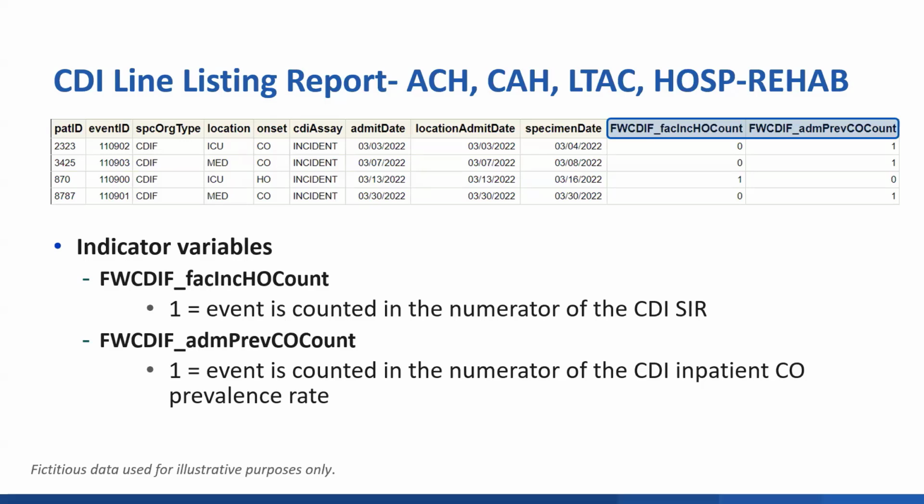If you have a CMS certified IRF unit, there are separate indicator variables that you would need to add to your line listing report through the modify screen, and those are listed in our troubleshooting guide if you ever need them. Next slide.